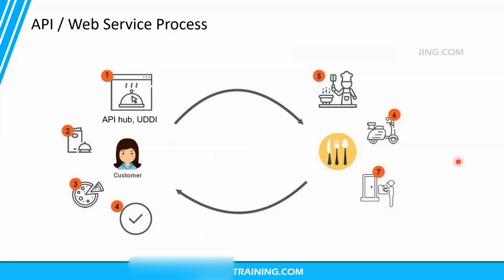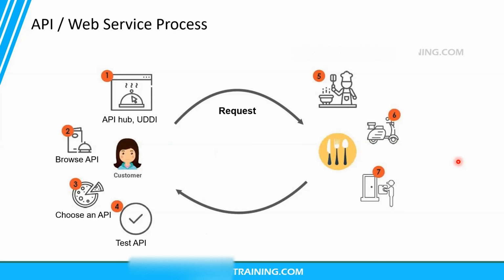And we can consume that API. It's like a catalog. That is the API hub or UDDI service. Once you access the catalog, you browse through the APIs, then you choose an API and test the API. That is like ordering an API.